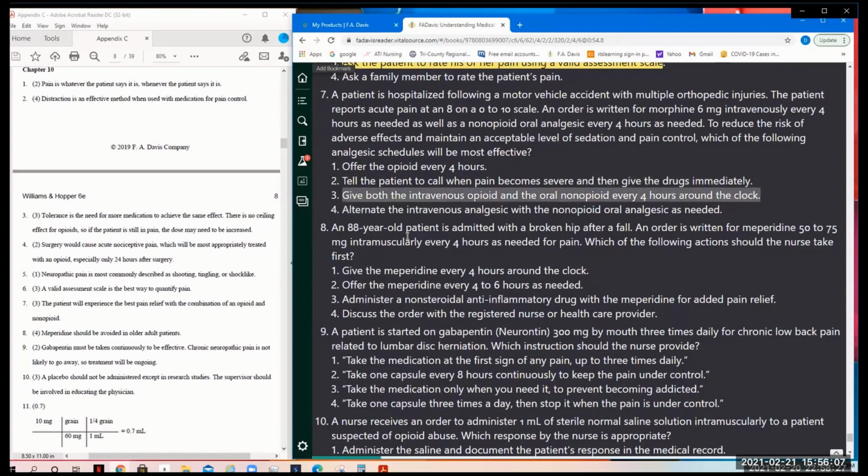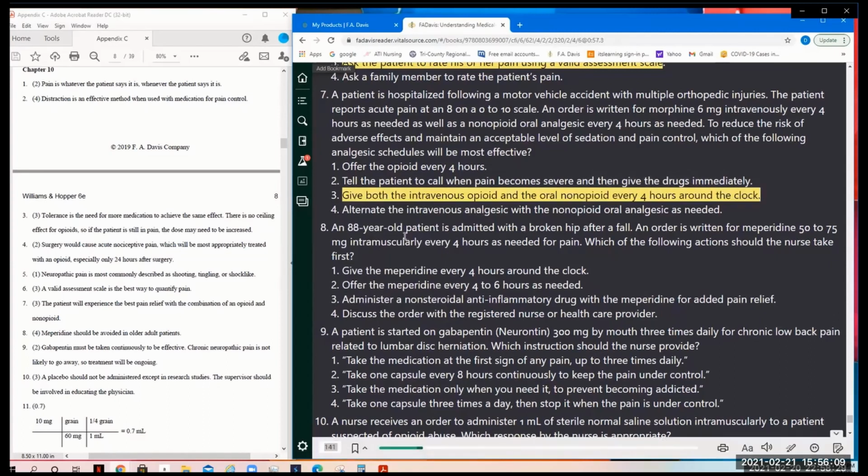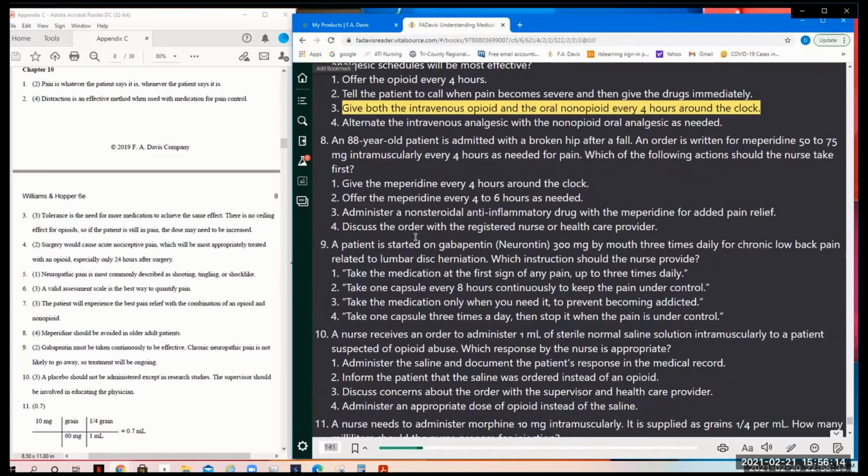Number eight, an 88-year-old patient is admitted with a broken hip after a fall. An order is written for meperidine 50 to 75 milligrams intramuscularly every 4 hours as needed for pain. Which of the following actions should the nurse take first?